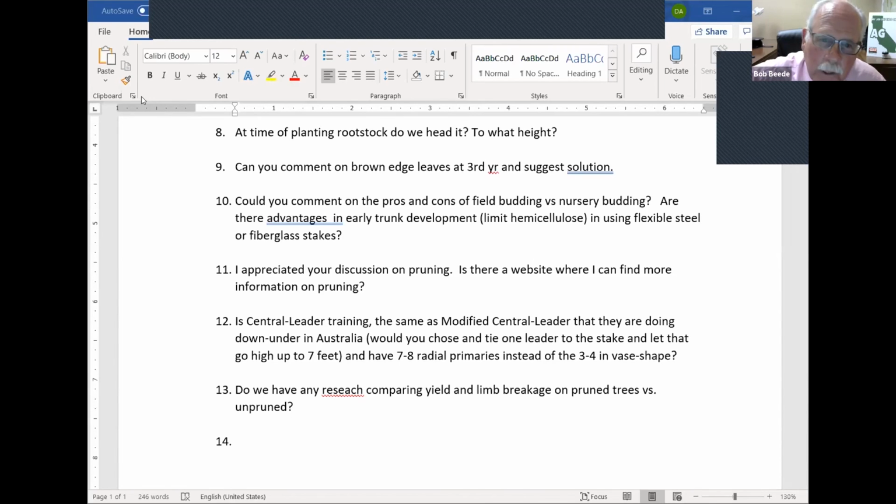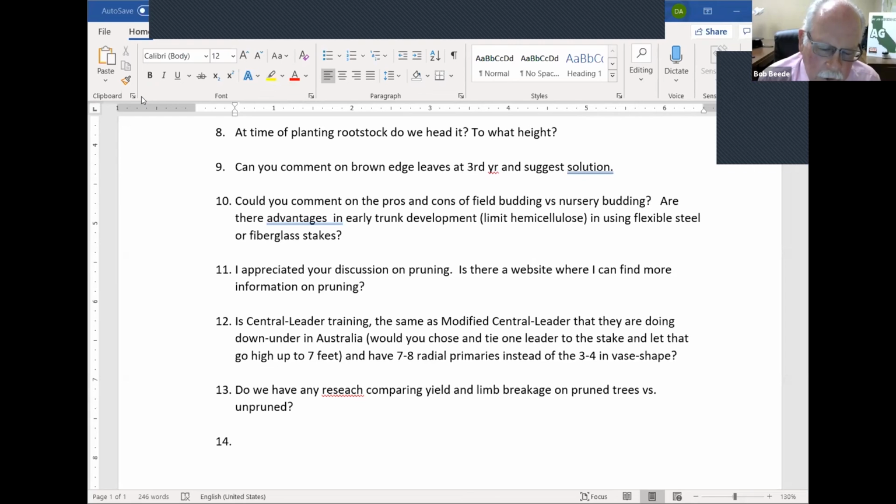However, I'm hoping that the team led by Bruce Lampinen and the farm advisors, May and Elizabeth and Catherine, will all study and tell us whether or not the central leader trees that are being trained by the stakes, these small steel stakes, are actually greater in girth. And then pros and cons on field budding versus nursery budding.